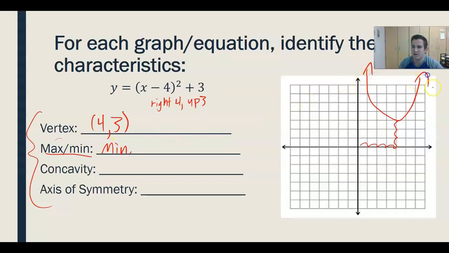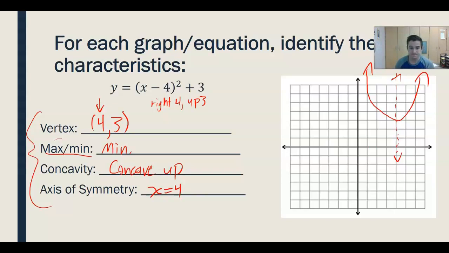Which way is the graph pointing? It's pointing up. It's facing upwards. So the concavity is going to be concave up. The axis of symmetry, again, is the vertical line that goes directly through the vertex, through the x-coordinate of the vertex. So my axis of symmetry is x equals 4.